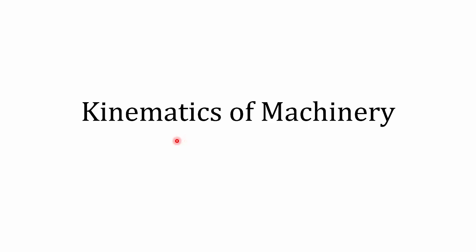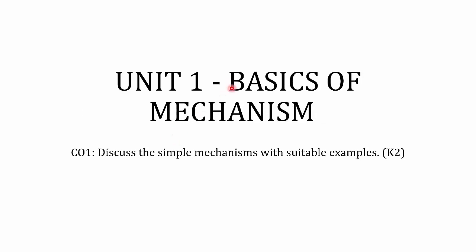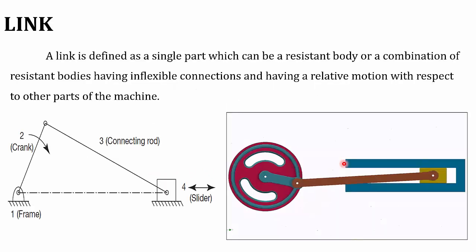In this video, I am going to start the first unit. The unit name is Basics of Mechanism, and the CO statement is: upon successful completion of the course, the student will be able to discuss the simple mechanisms with suitable examples. So this CO covers all the simple mechanisms along with their suitable applications.